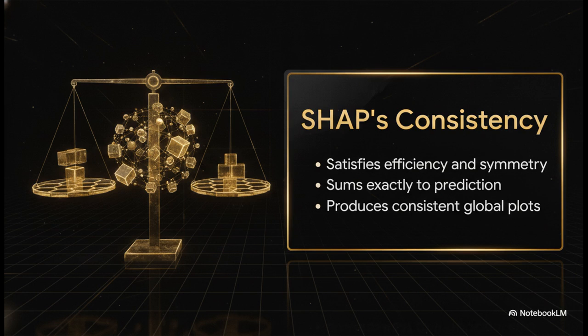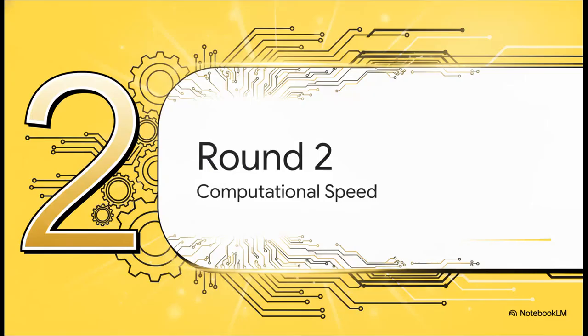This makes SHAP's global bee swarm plots and local waterfall plots incredibly defensible when you're sitting across from an auditor for something like the EU AI Act. Moving right along to round 2, computational speed.